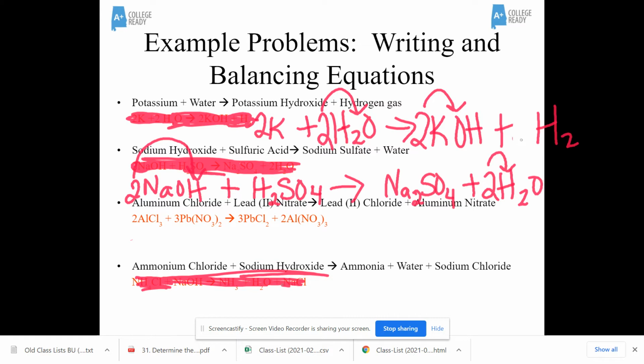Ammonium chloride. What's the formula? Polyatomic ion, so NH4 has positive 1 charge. And what comes after that? Cl, because it has a negative 1 charge. Okay. Sodium hydroxide, we already did that one.